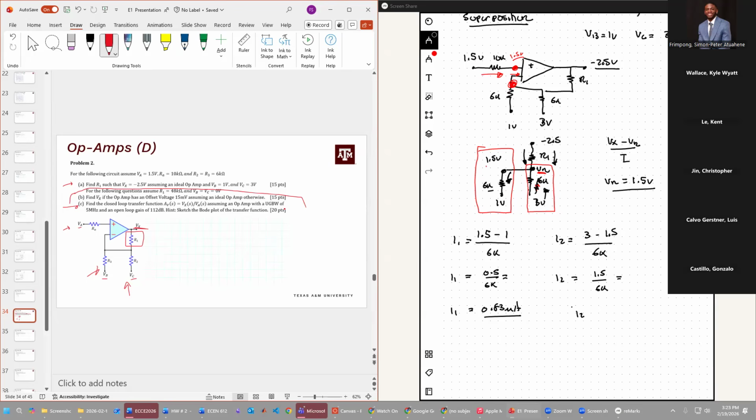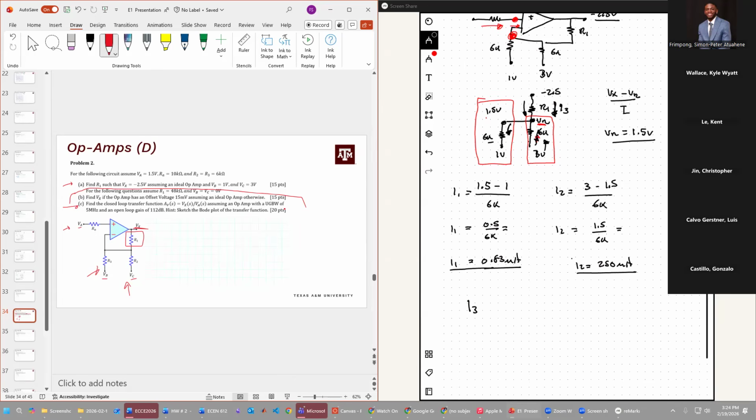Okay. So I2 is getting 0.25. I think 0.25 milli is the correct one. Let's, I guess, scale them both to micro amps. Okay. All right. So I3 is the current flowing through R1, our resistor of interest.